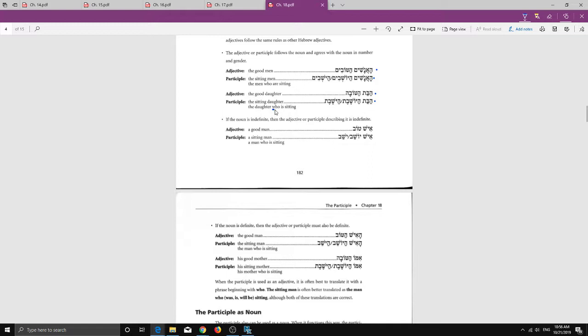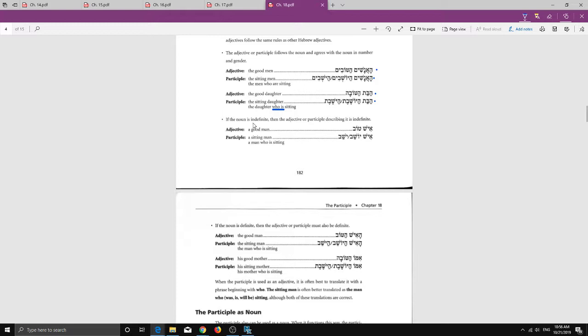Notice you can insert things like who is sitting. Now, it's not literally there, okay, but in English, as kind of a translation equivalence sort of thing, you can add stuff like this. It's just not super literal. So the daughter who is sitting, or the sitting daughter, both of those kind of work.